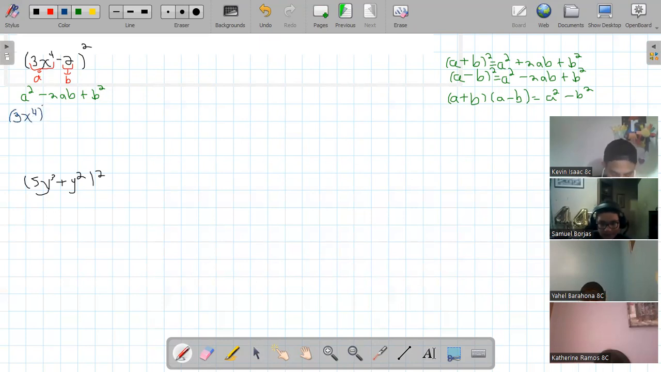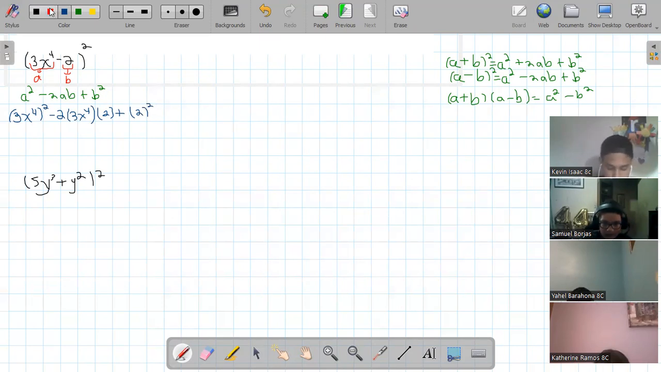And that goes to the square minus the 2 of the formula times A, that is 3x to the 4th power, times B, and B is 2, plus B to the square. B to the square is 2 to the square.